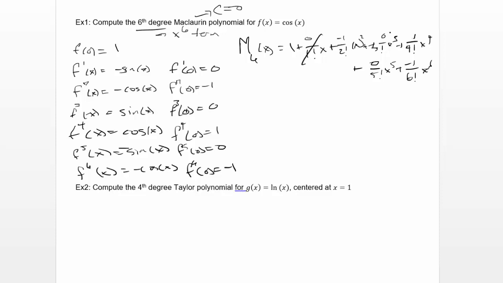And note all these zeros don't matter. So simplify this, this should be 1 minus 1/2 x squared plus 1 over 4 factorial x to the fourth minus 1 over 6 factorial x to the sixth.